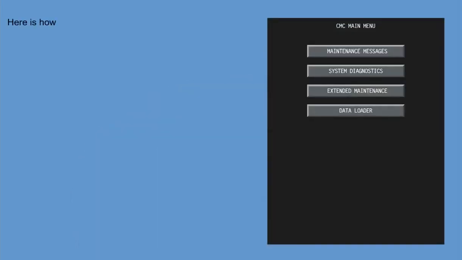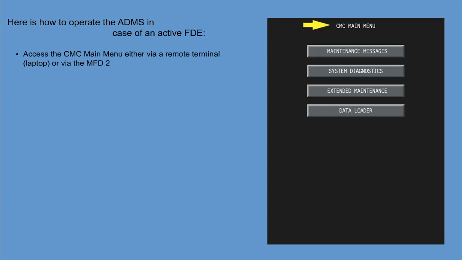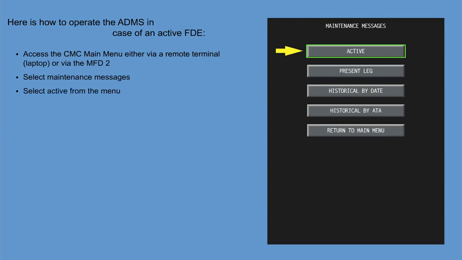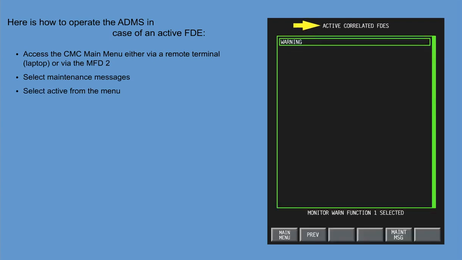Here is how to operate the ADMS in the case of an active FDE. First, access the CMC main menu either via a remote terminal, laptop, or via the MFD2. Select Maintenance Messages. Select Active from the menu. This will bring you to the Active Correlated FDES page.